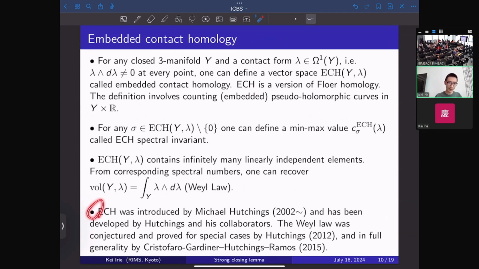So this last bullet is a historical comment. ECH was introduced by Michael Hutchings in a series of his papers starting from 2002 and has been developed by Hutchings and his collaborators. The Weyl law was conjectured and proved for special cases by Hutchings and in full generality by Cristofaro-Gardiner, Hutchings, and Ramos. So this is a theory about contact three-manifolds.